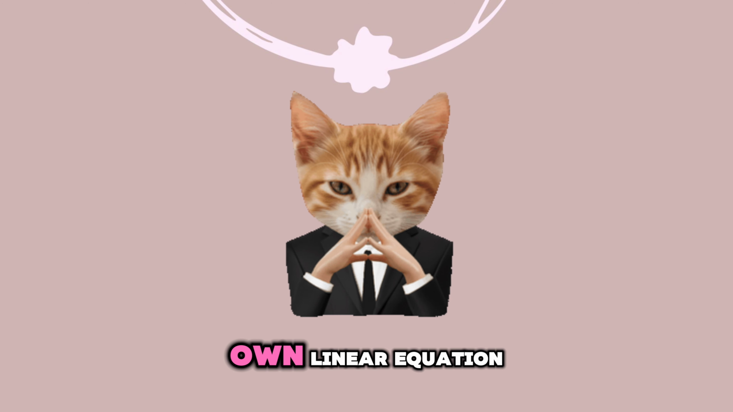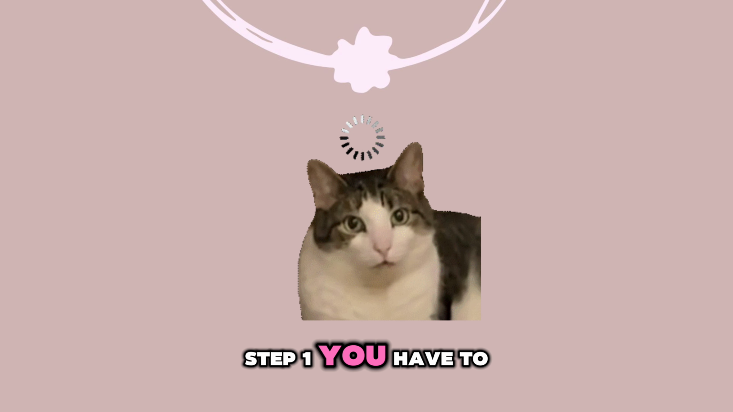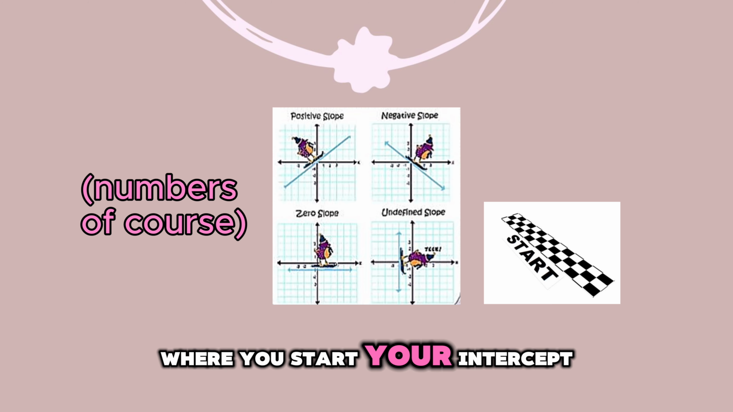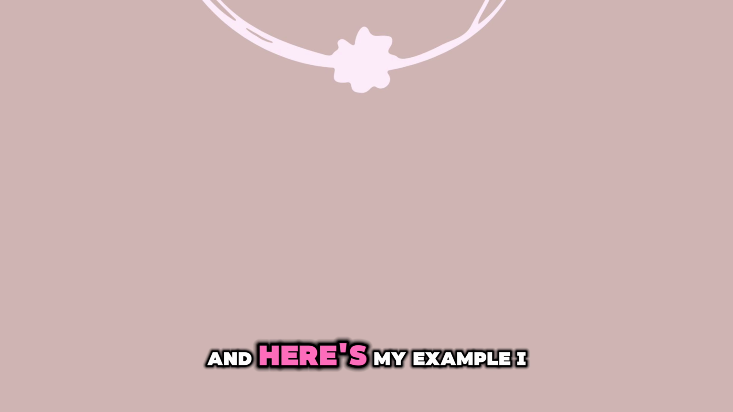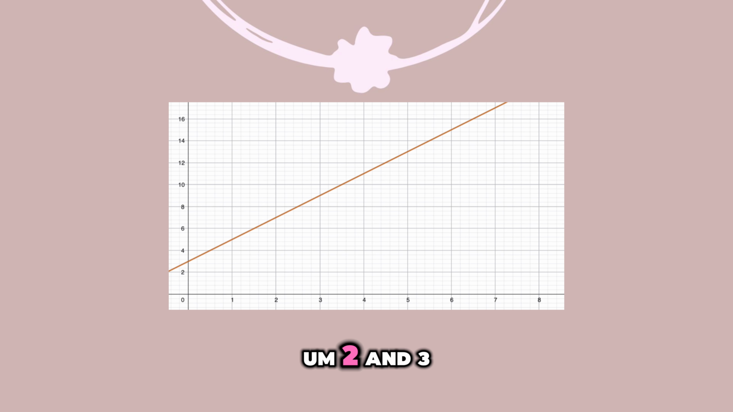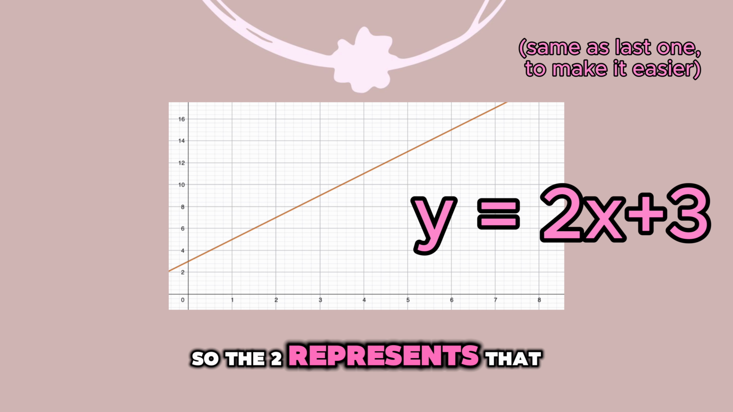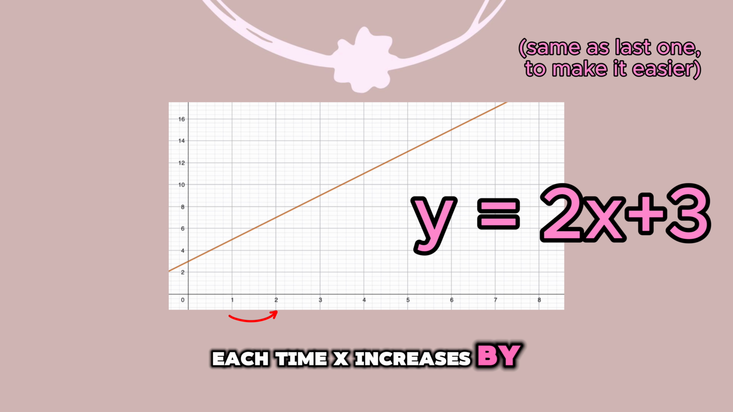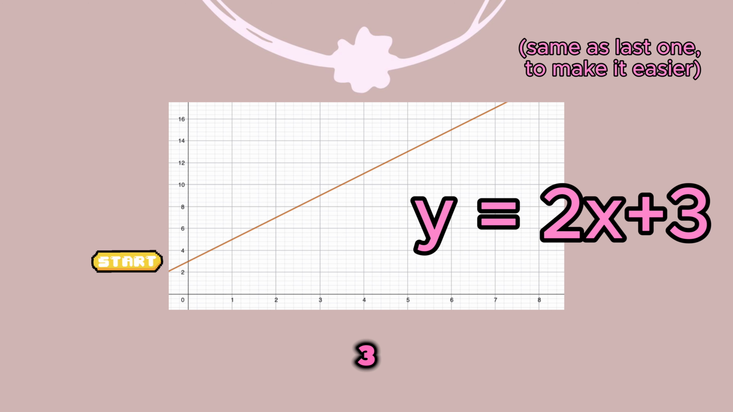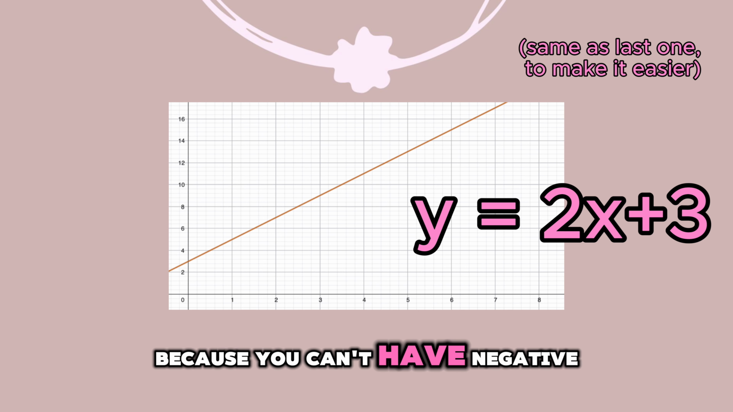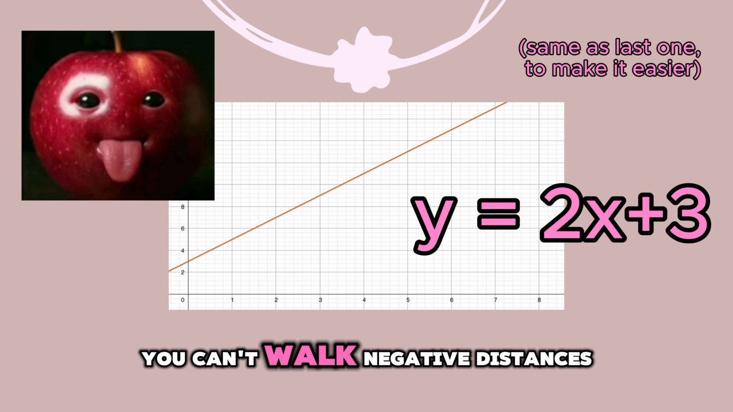Let's try to make your own linear equation. Step 1, you have to pick your slope. Then you have to pick where you start, your intercept. And here's my example. I chose 2 and 3. So the 2 represents that each time x increases by 1, y increases by 2. And the 3 means that the line basically starts at 3. Sure, it can be negative, but in the real world, it will stop there because you can't have negative apples. You can't walk negative distances.